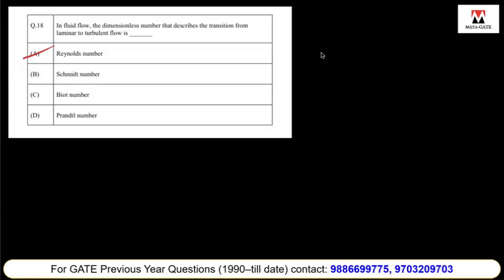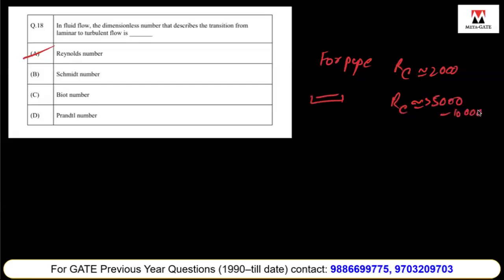For a pipe, inside a pipe, if Re is less than 2000, it is laminar, and greater than 2000, it is turbulent. And for an external flow such as over a plate, the Re is nearly greater than 5000, about 5000 to 1 lakh, 10 power 5.